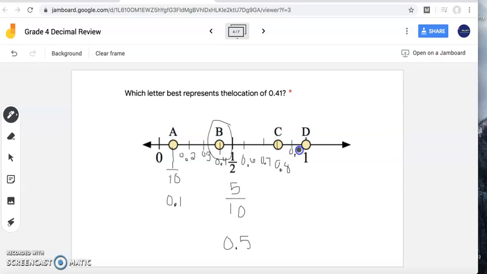Now, if this problem asks us another question saying, what does letter C represent? I would simply look at my number line and I see that C is approximately 8/10. And hopefully that would be one of my answer choices, but because I already labeled my number line, it makes answering the questions much easier.